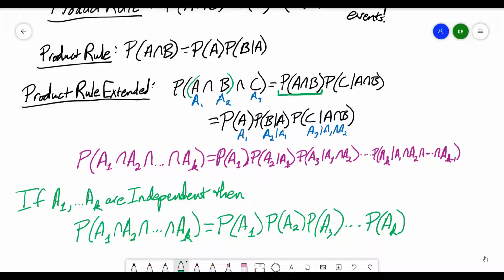A time where you'll see the extended product rule applied is when we have something that's analogous to drawing cards from a deck without replacement. So say we're drawing 4 cards from the deck instead of the 2 that we were, and we aren't replacing them along the way. Then we can use the extended product rule to figure out the probability that all of our events occur, and we draw all of the cards that we were looking for.